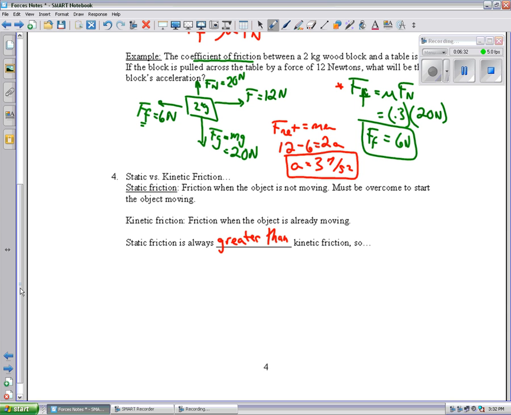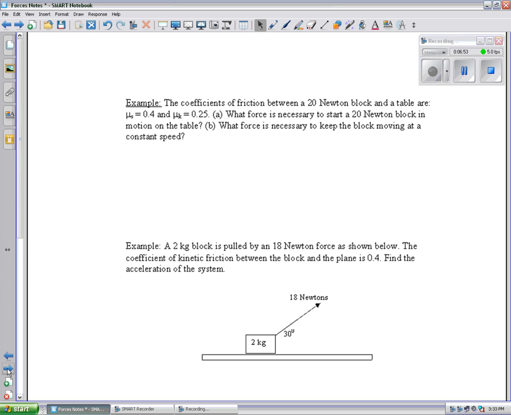And so for any surface, there's going to be two values of the coefficient of friction, mu. And the static coefficient of friction is going to be greater than the kinetic coefficient of friction. So we have an example of that at the top of the next page. All right, coefficient of friction between a 20 Newton block and a table are, okay, here's the static one, here's the kinetic one. Static is bigger than kinetic. In part A, it says what force is necessary to start it moving. When you see to start it moving, that means it's at rest, and we're going to use static.